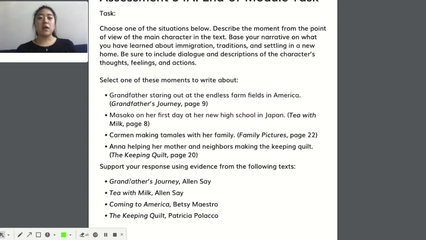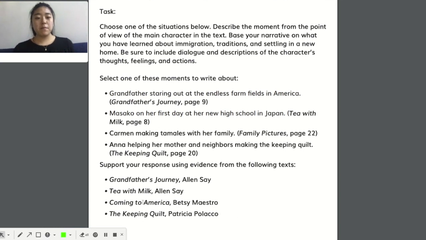So again, you can't make up a total random story like Masako on her first day at her new high school in Japan. You can't say that she was excited, super popular, because that's not true, right? The evidence from the text tells us that she didn't get along with people, and even no one would speak English with her, and even the teacher, right, who taught English refused to speak English with her. So making sure that you're staying true to the actual story is important, all right?